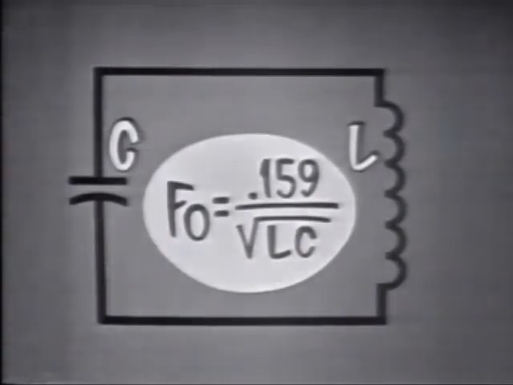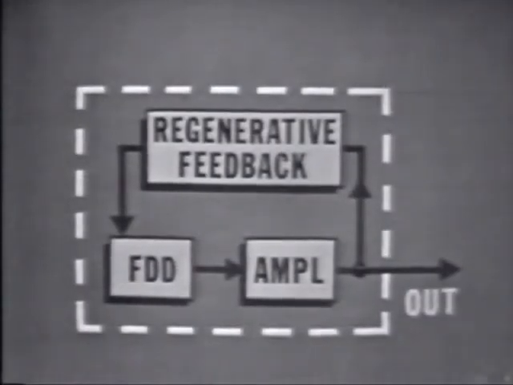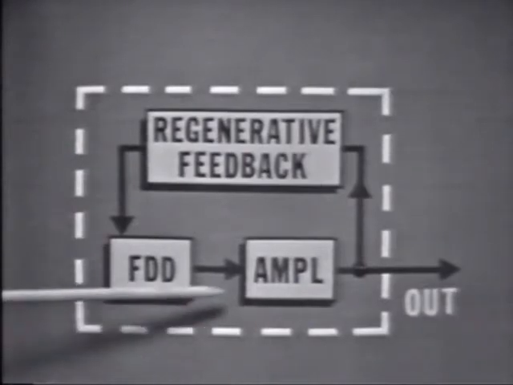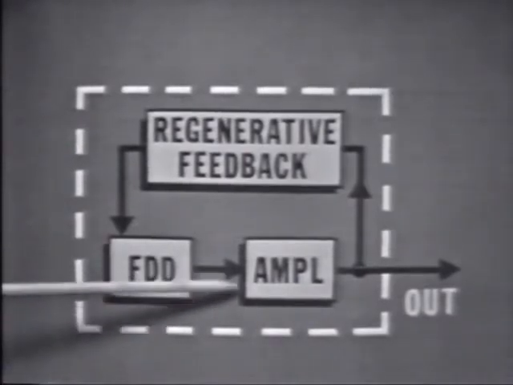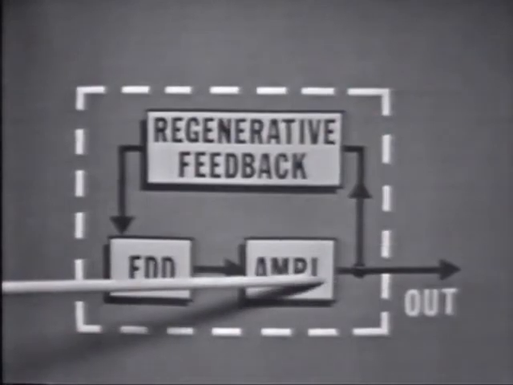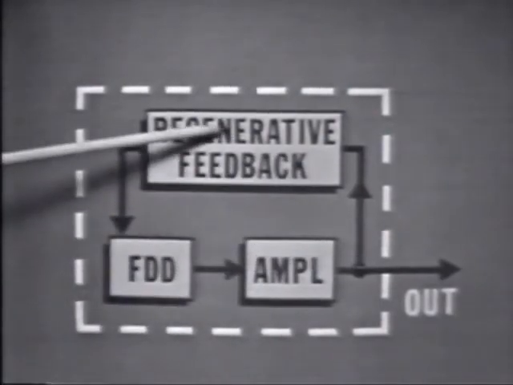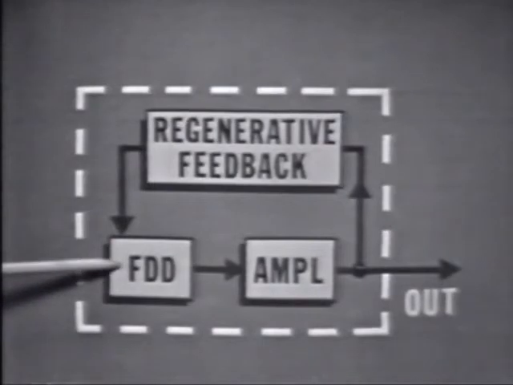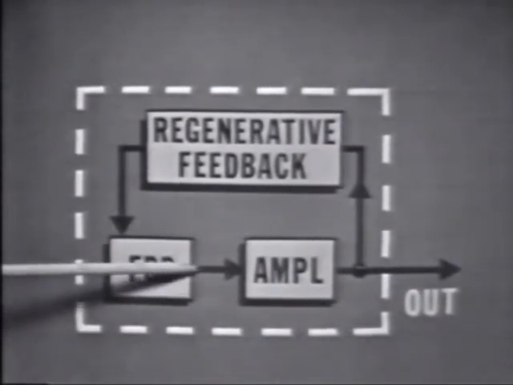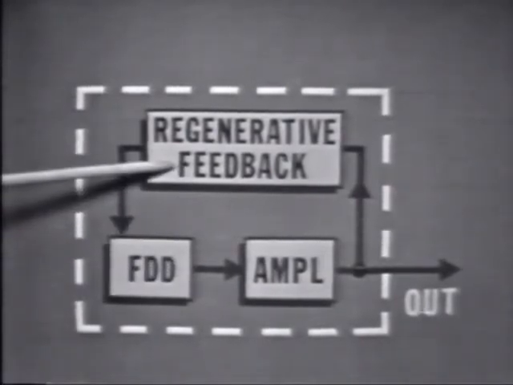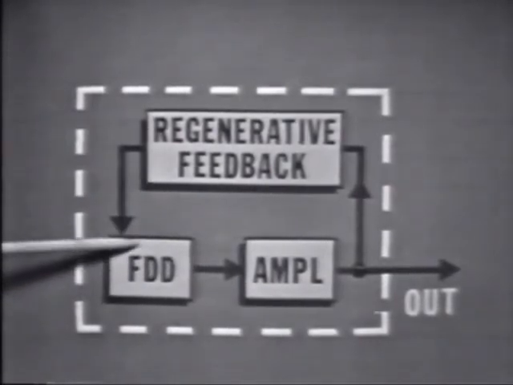Feedback is required to sustain oscillations in the frequency determining device and is usually accomplished with an amplifier. The frequency determining device provides an input to the amplifier, and the amplifier must provide enough gain so that part of the output signal can be fed back to overcome resistance in the tank and replace any energy lost through loading. Of course, the feedback must be regenerative or in phase. Thus, a phase shifting network between the output and the input may be required.